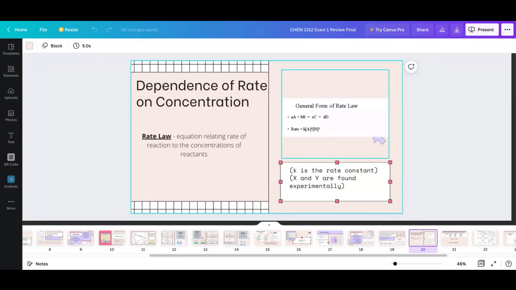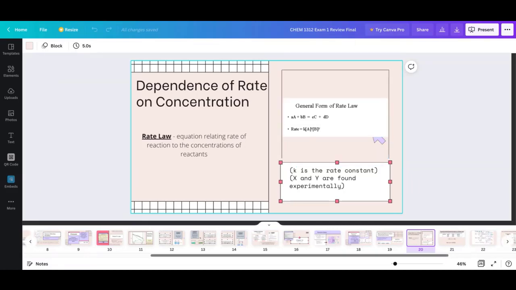A good thing to remember is that you don't determine x and y based on the stoichiometric coefficients. I can guarantee you that there will be an answer choice on your test where the x and y exponents are the stoichiometric coefficients, and that's how they want to trick you. So how do you find that, you may be wondering?